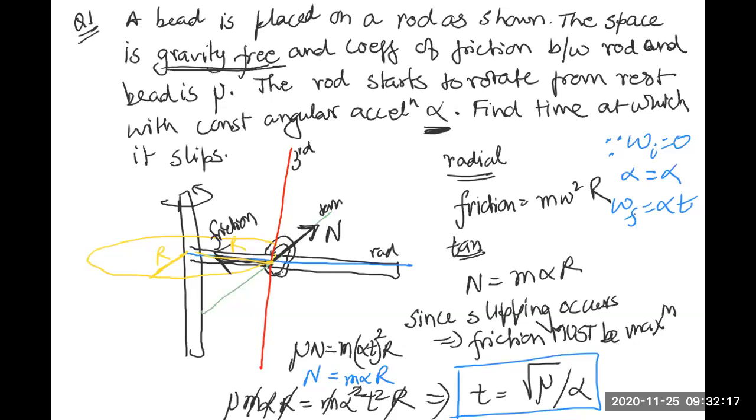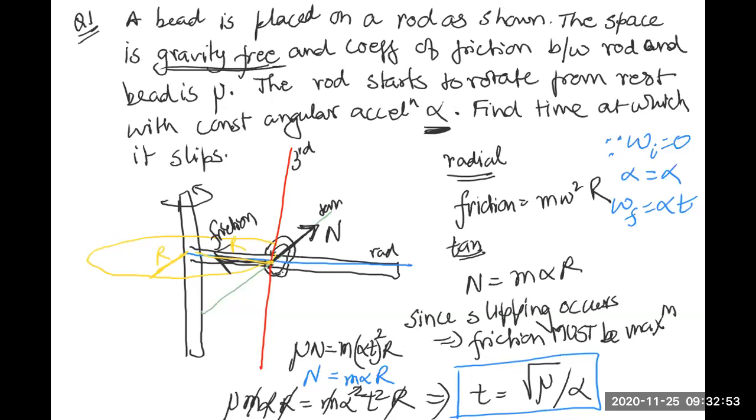Normal reaction must be perpendicular to the interacting surfaces. Therefore, normal reaction must be perpendicular to the rod, right? And friction is always parallel to the interacting surfaces. This means that the friction should be parallel to the surface of the rod. In this context, therefore, friction must provide the radial force and normal reaction must provide the tangential force.